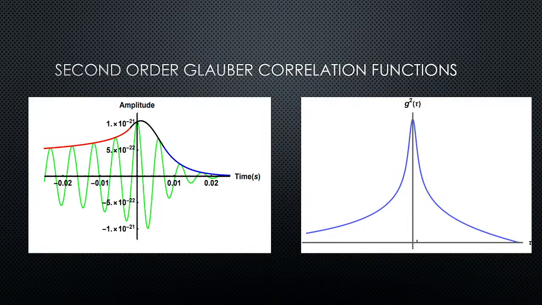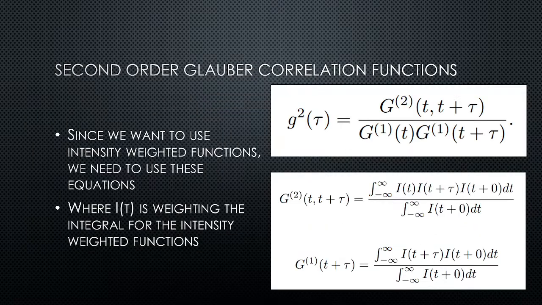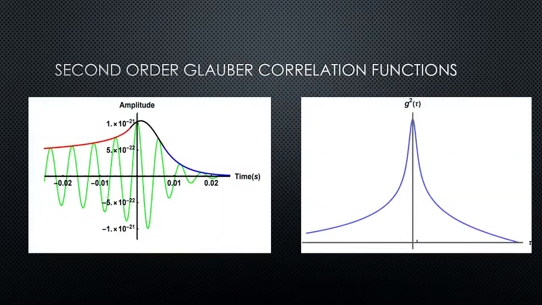So something that we used was a toy model. We're looking at compact binary coalescence. If we look at this graph on the left here, there are 3 different phases. The first phase is the in-spiral phase, that's in red. Then there's the merger phase in black, that doesn't last for very long. And then the ring down phase in blue. And so using that and these second order Glauber correlation functions, we can produce the graph on the right.